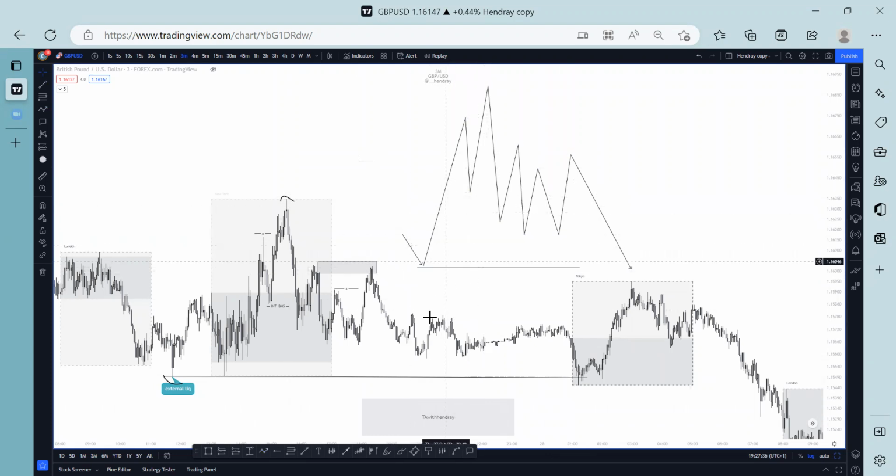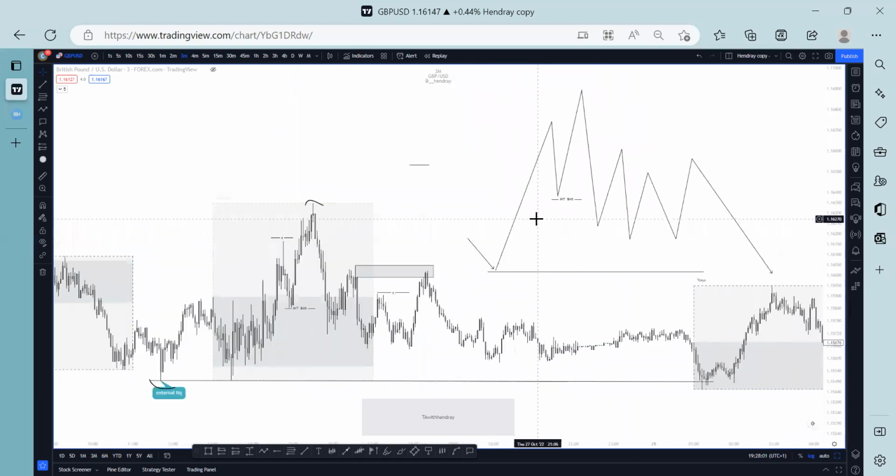Okay, so for model 3 and 4, before price breaks this low right here, we have an internal break of structure, BMS, internal BMS. Okay, so we have the internal break of structure. After the internal break of structure, order flow happens. Price will retrace immediately, then create another lower low.